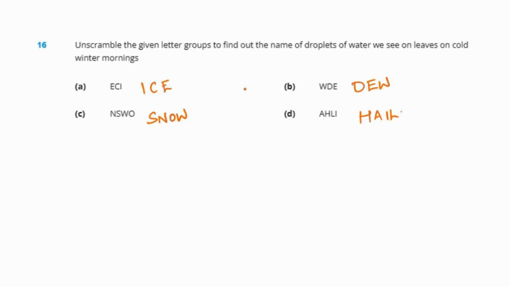So which is the name of the droplets of water we can see on leaves on cold winter morning? The droplets of water seen on leaves during cold winter morning is called dew, right? Dew drops only, right? D-E-W, dew. B is the correct answer.